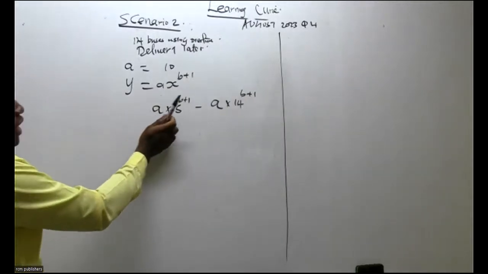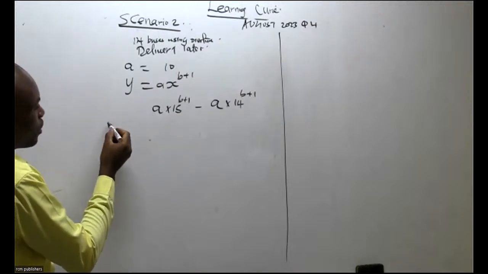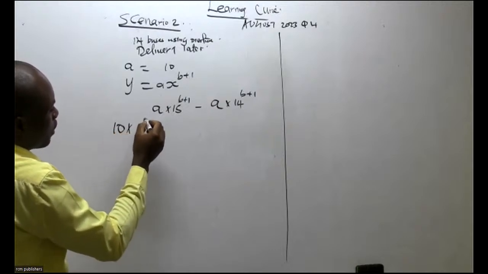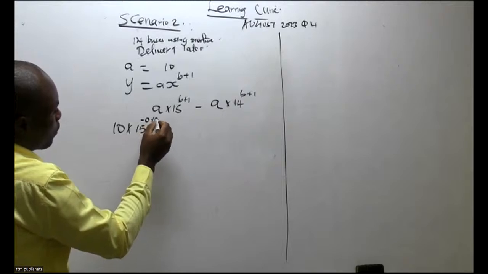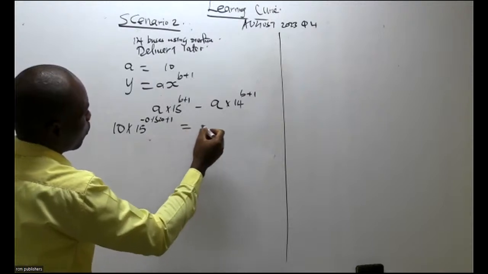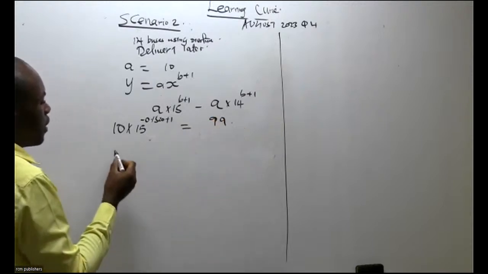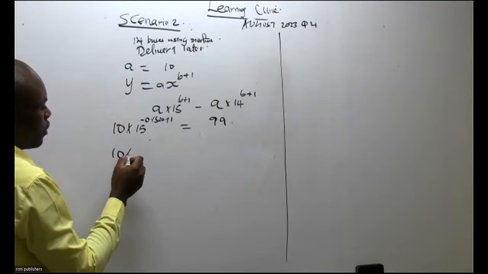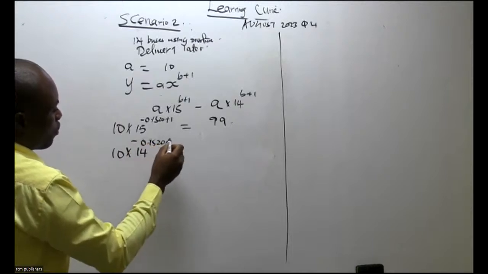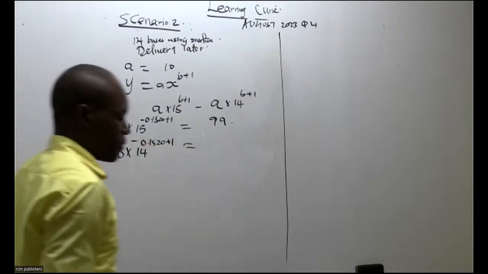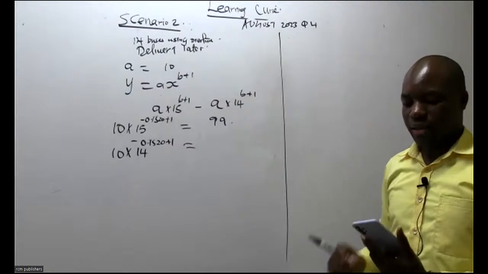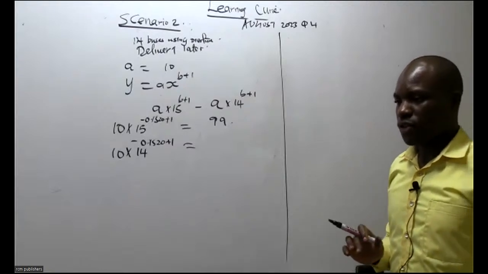So let's get, of course, we add this one here. That is A, which is 10, times 15 raised to power B, which is negative 0.1520, plus 1. I think you gave me 99. Then A, which is 10, times 14 raised to power negative 0.1520, plus 1. You should now give me the figure here. Let's go quickly. Time is not on our side. We still have 2 scenarios to deal with.